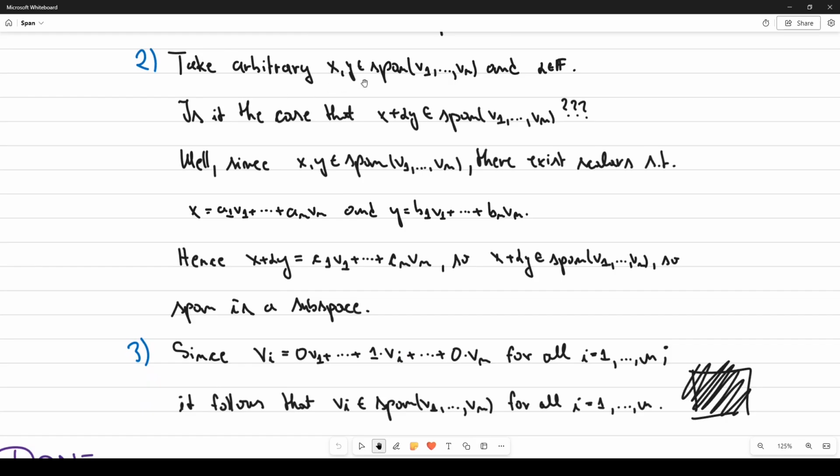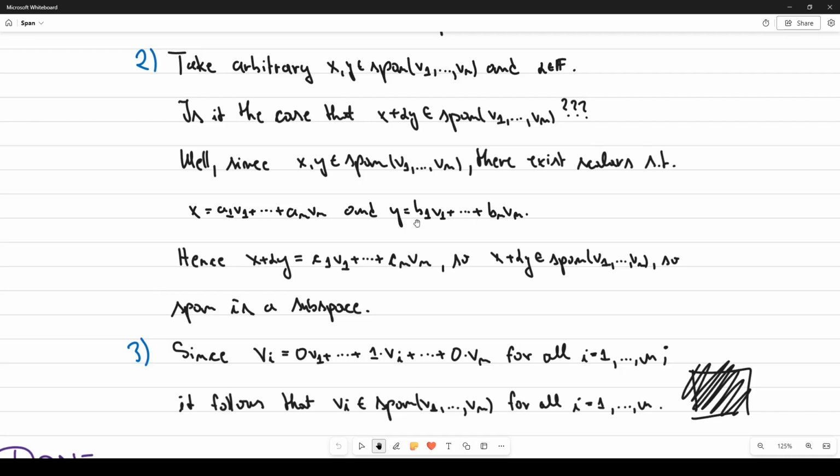So take arbitrary two vectors x, y from our span and some arbitrary scalar alpha. And now we ask ourselves, is it the case that this linear combination belongs to span? Well, since x and y belong to span, that means there exist scalars such that x can be written as this linear combination and y can be written as this linear combination. Hence, we have x plus alpha times y.